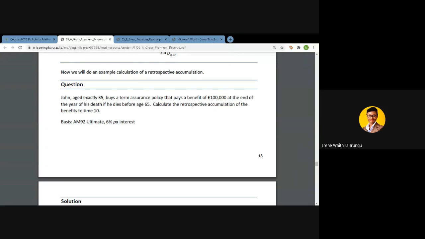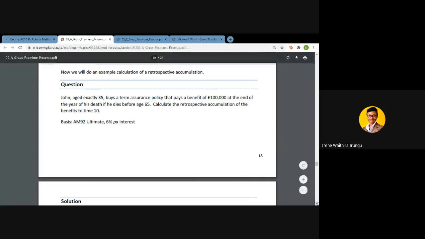So all these questions, when you're doing the pricing, the expected value, the variances, the reserves, you'll always have a basis. This is simply the assumption which you should use. In this case, we're using AM92 Ultimate for our mortality assumption and 6% per annum as our interest assumption. So we want to look at what the retrospective accumulation is, and we are accumulating this over the next 10 years.